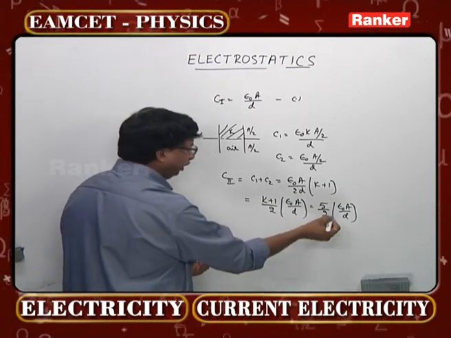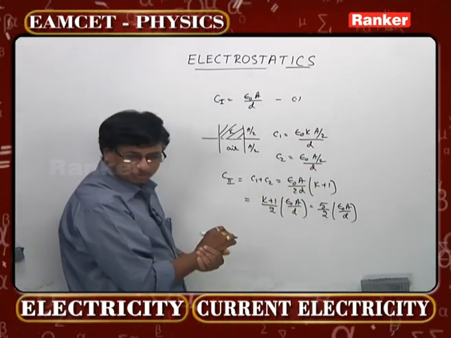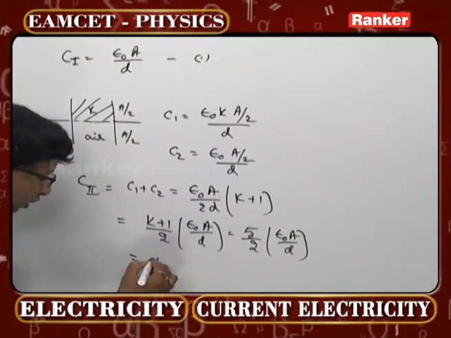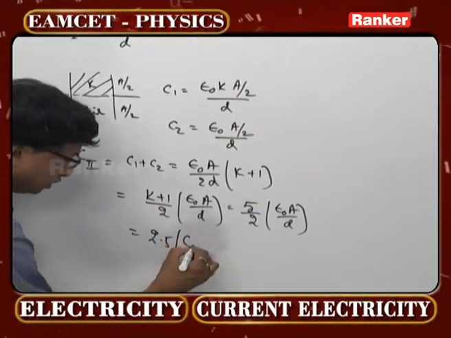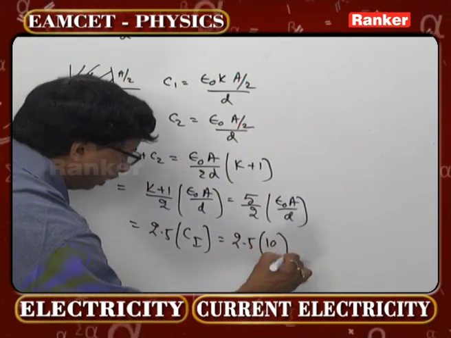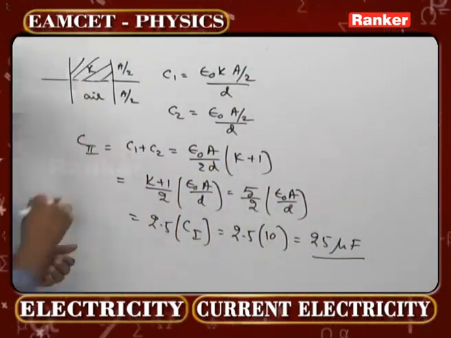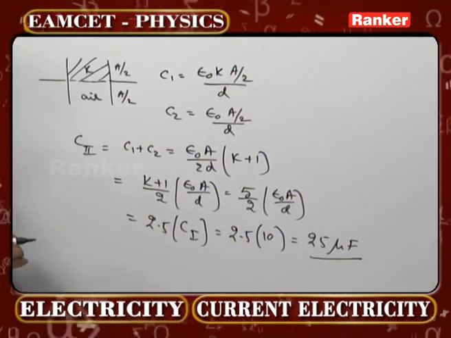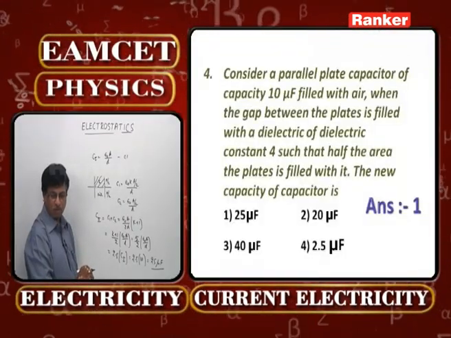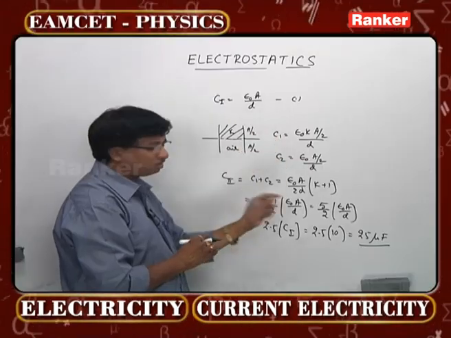You can directly take the value in terms of microfarad. As such, what is the first value given? It is 10. So you can write this one, 2.5 times C1. What is C1 given? 10 given. So automatically this becomes 25 microfarad. So what is 25 microfarad corresponding to? The first answer that is given, 25 microfarad, for this problem number 4. So that is the correct option for it.